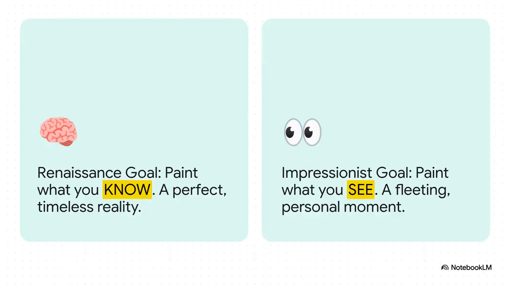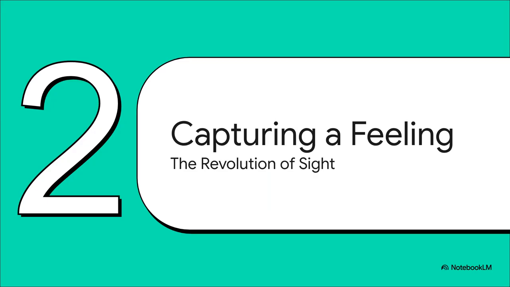Okay, so this is absolutely crucial. Renaissance artists painted what they knew, a perfect, stable, mathematically correct reality that never changes. But what happens when that goal gets thrown out the window? What happens when artists decide, I'm not going to paint what I know, I'm going to paint what I see, right now in this one fleeting, blurry moment? Well, that's when everything changes. And that catapults us to our next stop.